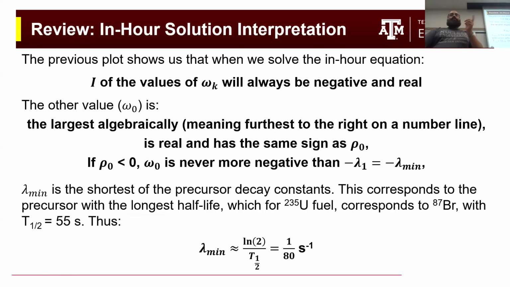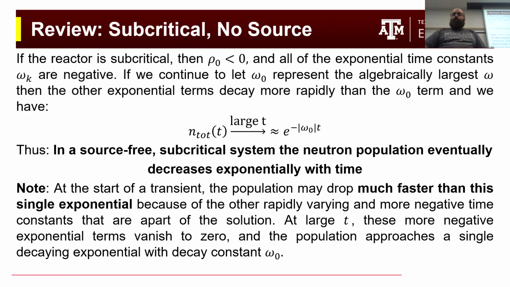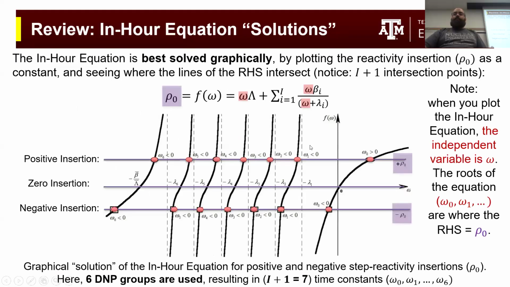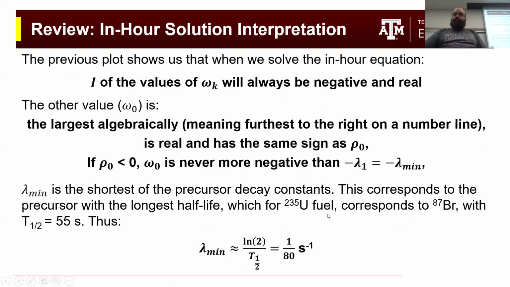And so if the insertion is negative, omega zero is bounded between zero and that lambda one, which ends up being the minimum decay constant for group one precursors. So this omega zero is bounded between zero and lambda one if the insertion was negative. And we talked about that group one with the smallest decay constant corresponds to bromine 87, that has a half-life of about 55 seconds, which means that that lambda minimum corresponds to about 1 over 80 inverse seconds.